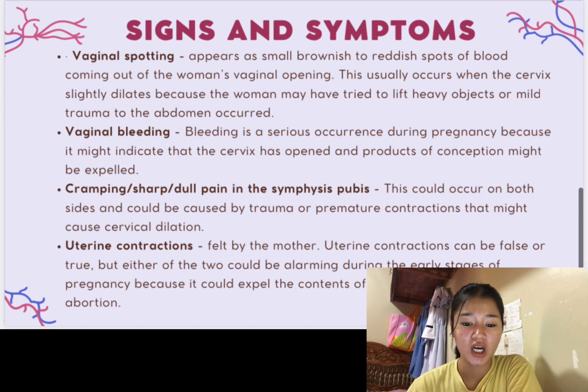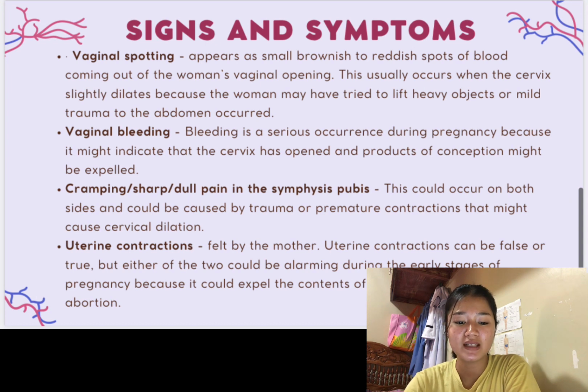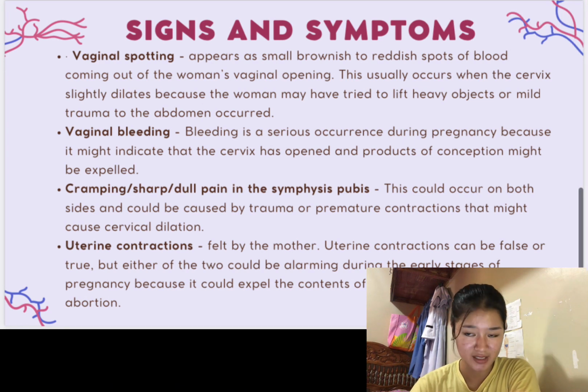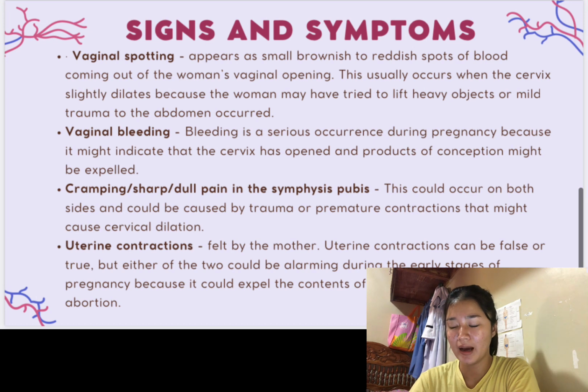Next is yung vaginal bleeding. So bleeding is a serious occurrence during pregnancy because it might indicate that the cervix has opened and the products of conception might be expelled. So pag may bleeding, sign na yan ng possible abortion kasi may problema sa attachment ni baby.